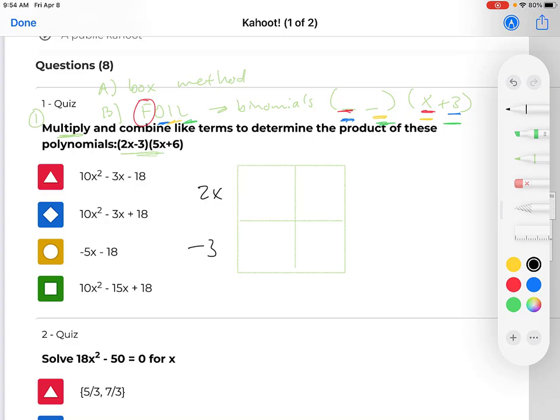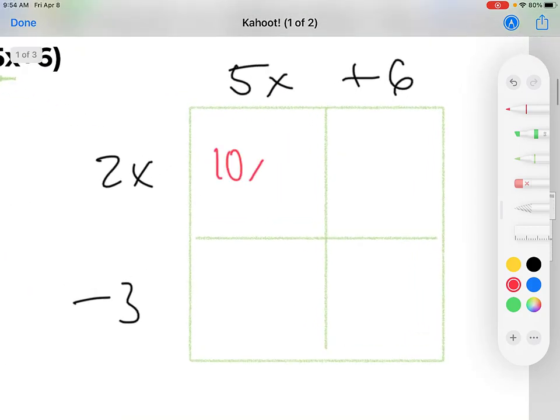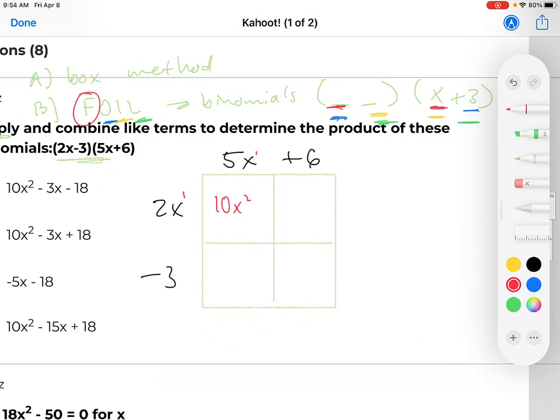2x minus 3, 5x plus 6. 2x times 5x gives us 10x squared. Remember, when you're multiplying the same base, you add the exponents. I'm trying to use the same color coding as I have above for FOIL. 2x times 6 will be 12x. Now we're going to go to the inside. Negative 3 times 5x is negative 15x.